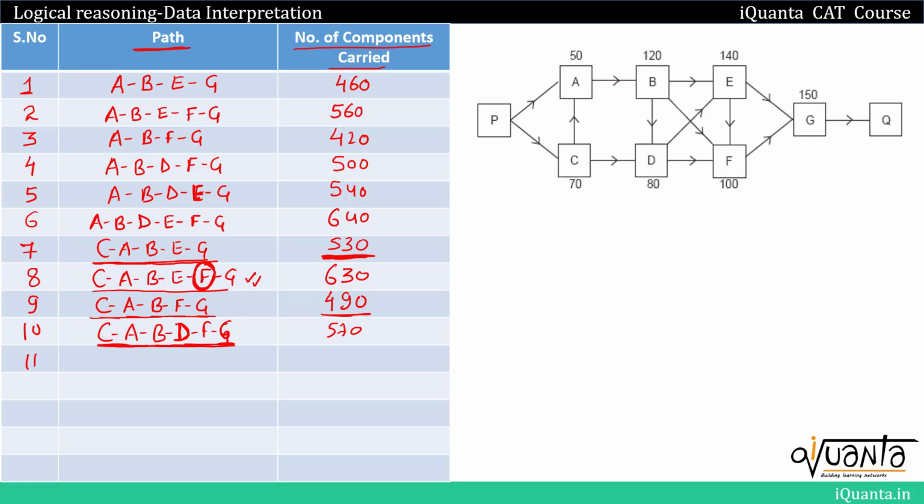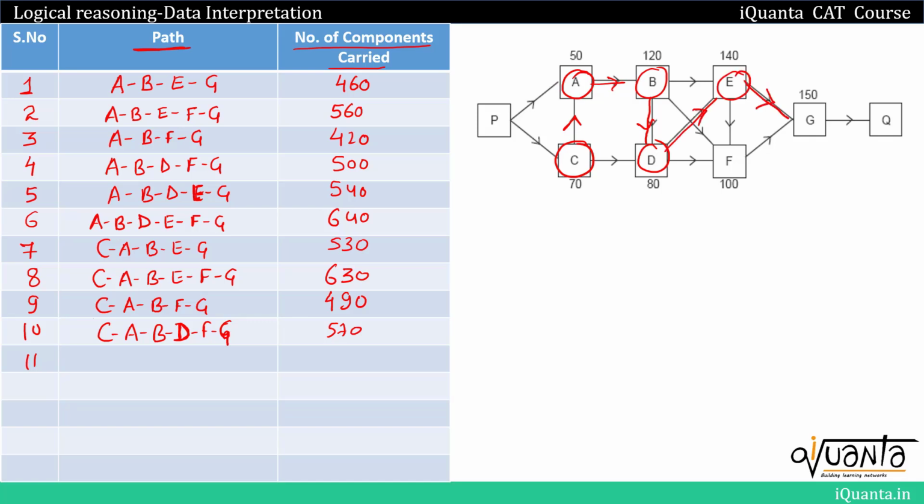The 11th route could have been C, A, B, then he can go to E directly, then G. So C, A, B, E, G is another possible route. In the 11th route, he can also go through C, A, B, then this D, then E, then G. So the route will be C, A, B, D, E, G.